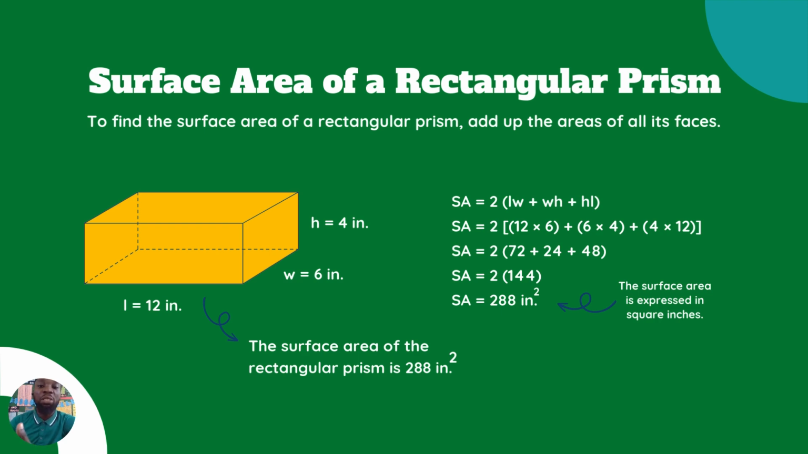So all you have to do is to bring out the numbers you have done. So 12 times 6 will give us 72. 6 times 4 will give us 24 rather. Then 4 times 8 will give us 48. So add the numbers together. 72 plus 24 plus 48 will give you 144. Multiply by the 2 that enclose the bracket, which makes it 288 inch square. So that is for that particular rectangular prism.